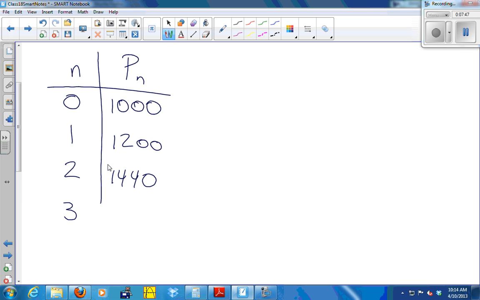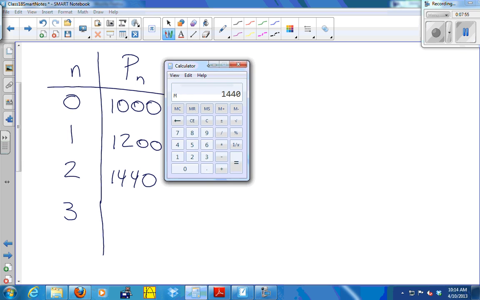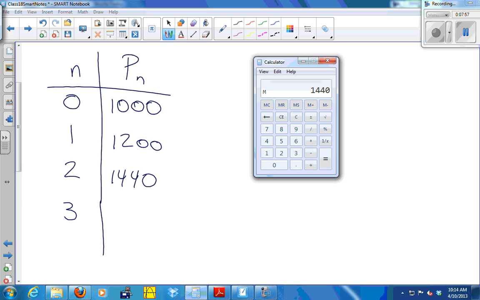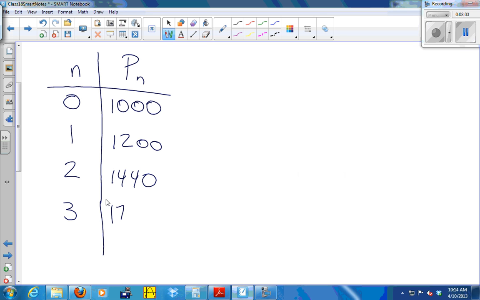And in year 3, take 1,440, increase that by 20%. So I'm going to multiply by the same number again. That's what makes this exponential growth, is that I'm multiplying by the same thing at each transition. So I get 1,728.